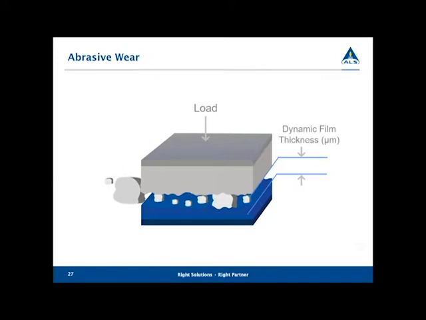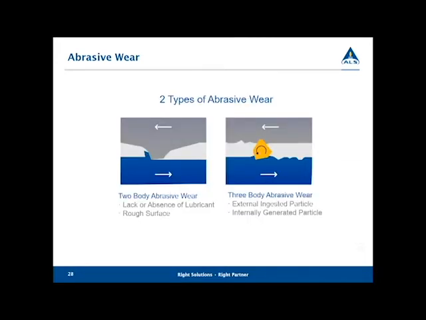Now, abrasive wear is real straightforward. We have two moving surfaces. In this case, we see how load is coming down. We have an abrasive material coming in between the two surfaces, sometimes exceeding the dynamic thickness of that film strength. Now, there are two types of abrasive wear. There's two-body abrasive wear, and that's usually the lack or absence of a lubricant to separate those two surfaces, or the surface is rough and those asperities are banging up against each other. You can also have three-body wear, where an externally ingested particle comes from the outside, dirt, dust, whatever, or it's an internally generated particle, a wear particle, or even a product, something from the process. Those things are going to contribute to abrasive wear.